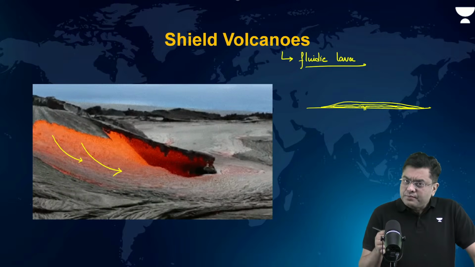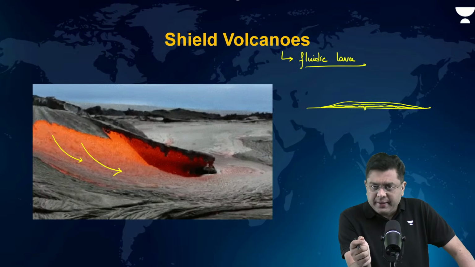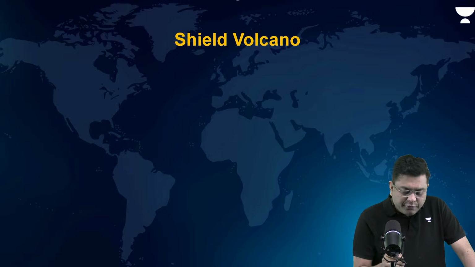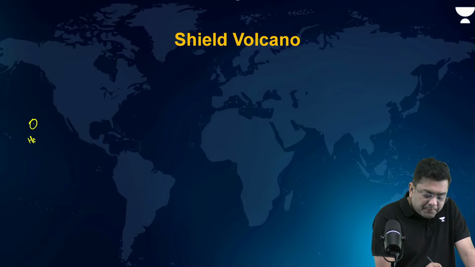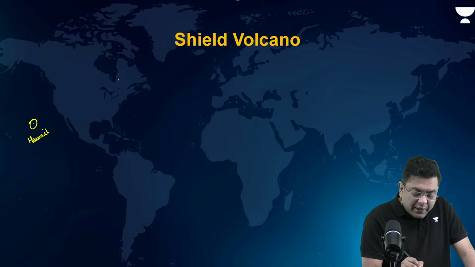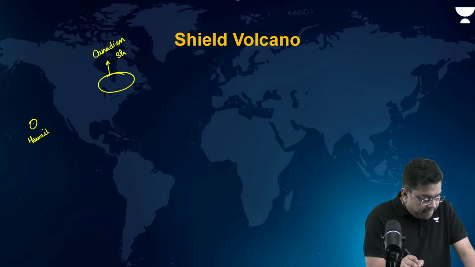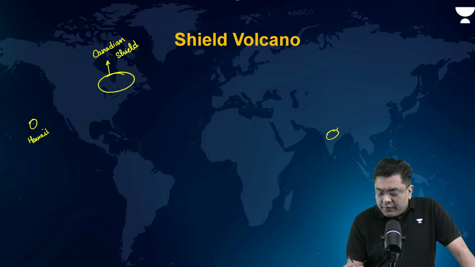Now, when I say fluidic lava, what types of lava are actually out there? You will find that there are different types of lava. But first of all, which areas are prominently known for the shield volcano? One is the region here, that is Hawaii. I hope we can see the background map here. One is the region here. This is your Canadian shield. Then you have the region here. This is your Deccan traps.